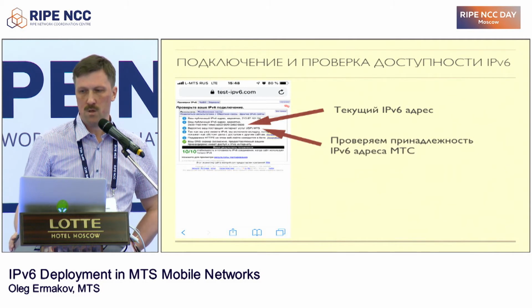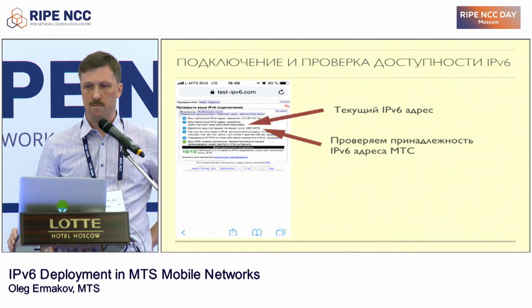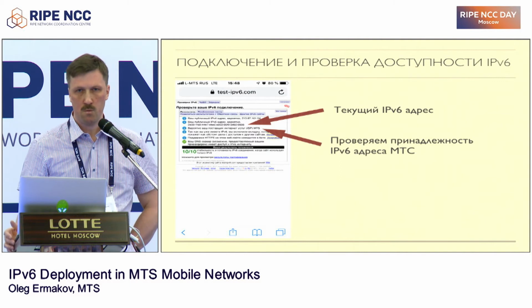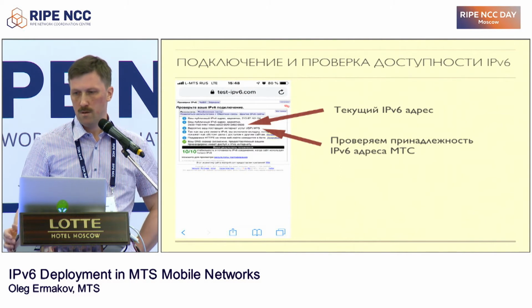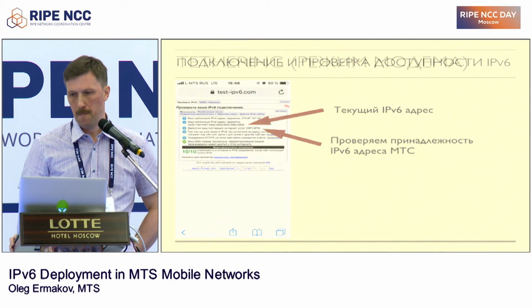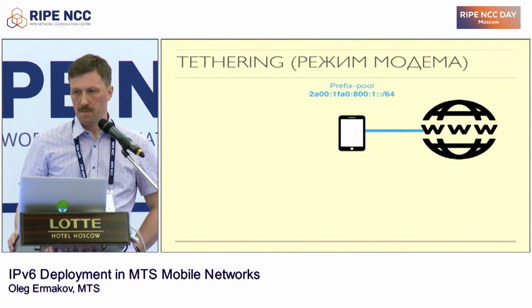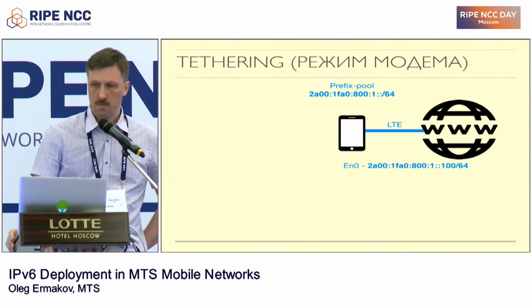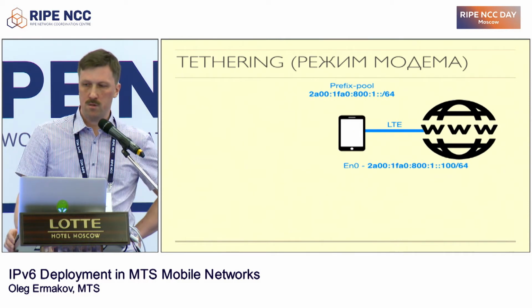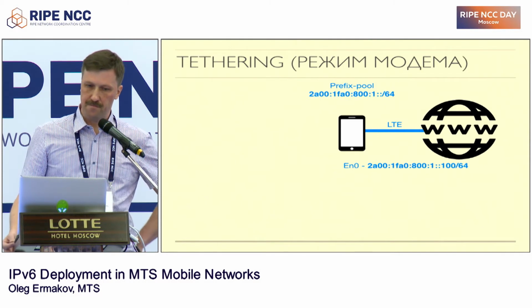We see our current IPv6 address. We can see that the provider is MTS. Many people say, hey, I'm running IPv6, but actually it was Google, Google proxy, and not us.